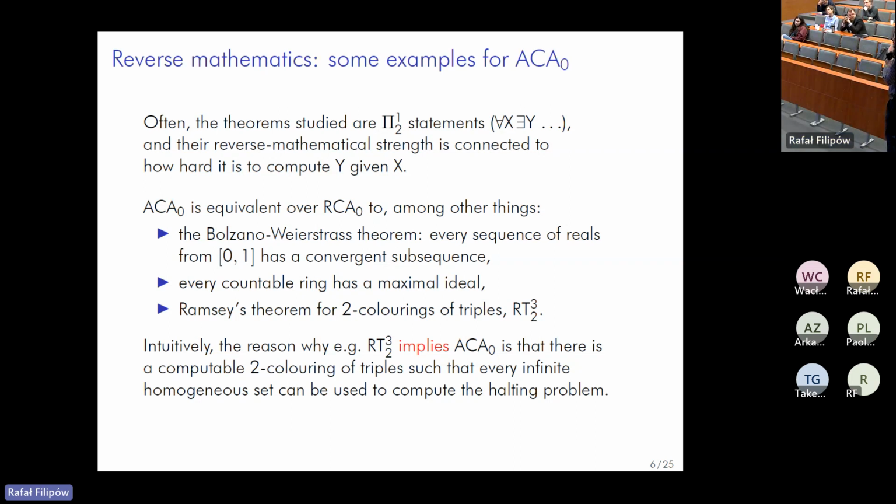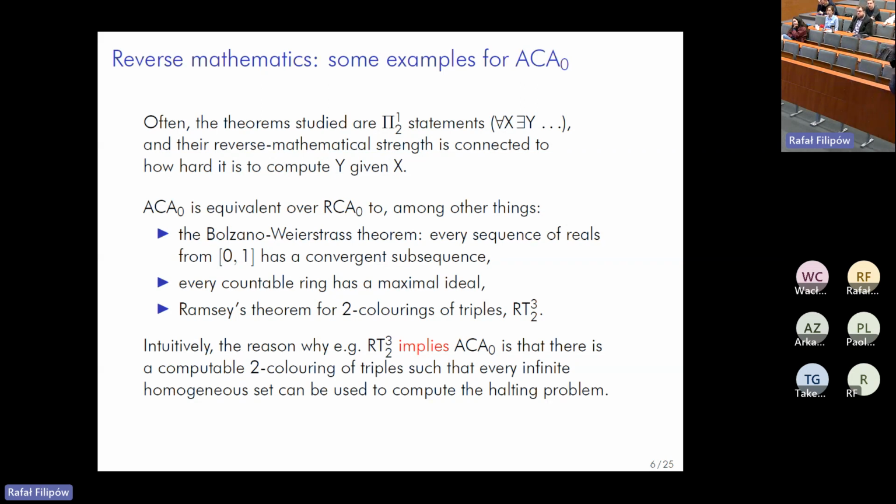Over the base theory recursive or computable comprehension RCA0, ACA0 is equivalent to lots and lots of things. Here are a few. For example, the Bolzano-Weierstrass theorem. Every bounded sequence of reals, or every sequence of reals from the closed unit interval, has a convergent subsequence. Every countable ring, you can't really talk about other structures beyond countable in this language, or at least not comfortably, without some sort of coding apparatus. Every countable ring has a maximal ideal. That's also arithmetical comprehension. And Ramsey's theorem, but for triples. And for that matter, for quadruples, quintuples, and beyond as well.